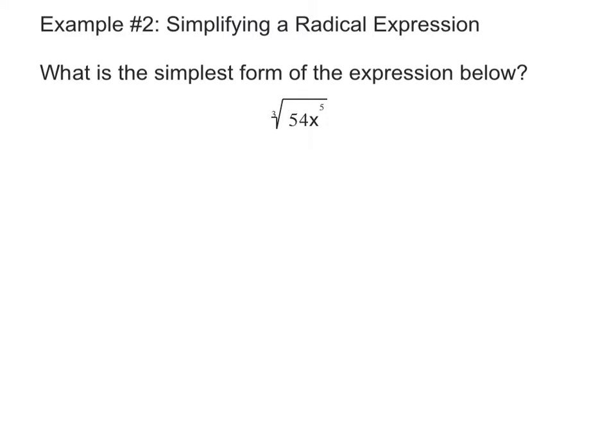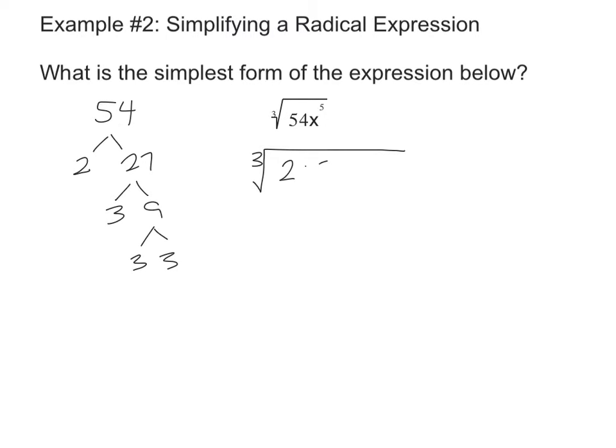Alright, so then in example 2, it says, what is the simplest form of the expression below? So 54, as I mentioned just a second ago, we can break down 54 to 2 and 27. 27 is 3 and 9, and 9 is 3 and 3. So we would get the cube root of 2, 3, 3, 3, and 5 x's. If they are triples, I have one here and one here, those can come out. So this is 3x cube root of, and then what's left over is 2x squared.